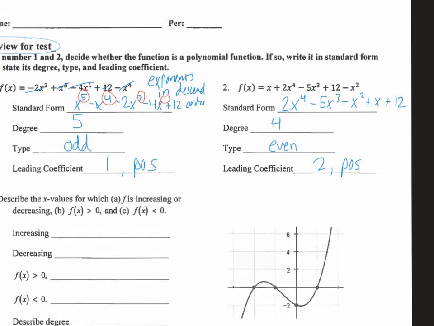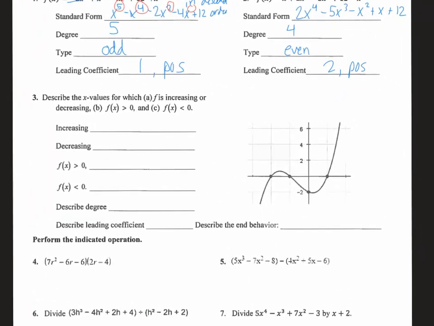Okay, sorry guys. Sorry about that. We had a visitor come into the conference room that I am working on. So yeah, but number 2 should be pretty easy. You just write it in standard form, get the highest degree, the type is even, right? And the leading coefficient is 2, which is positive. And so there you go, right?